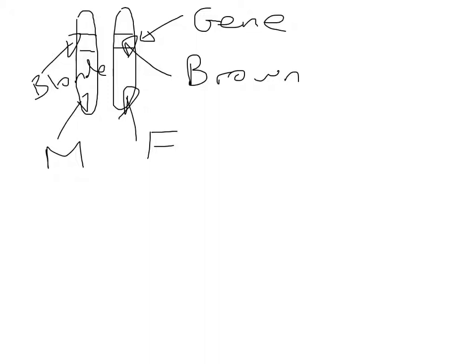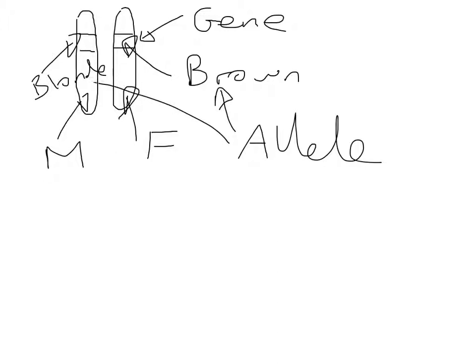Now, an important term you need to know about is an allele. These, the blonde and the brown genes, are examples of alleles. They are different forms of the same gene. So you've got the gene for hair colour on both chromosomes. However, we've got different versions of that gene. You've got a brown version and a blonde version. So you've got different alleles of that gene.